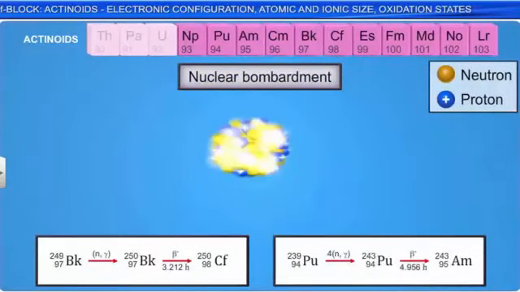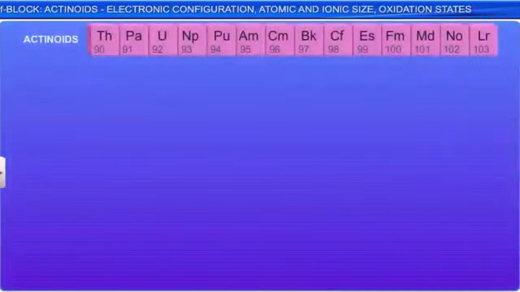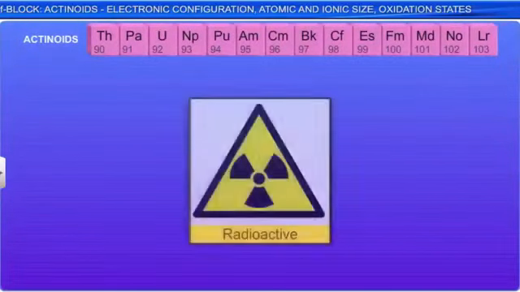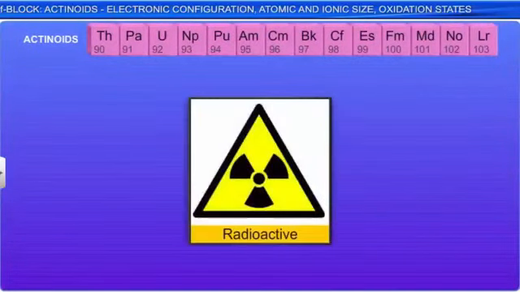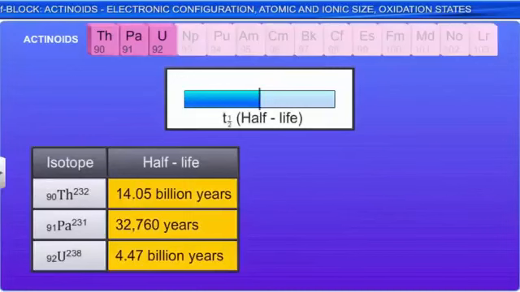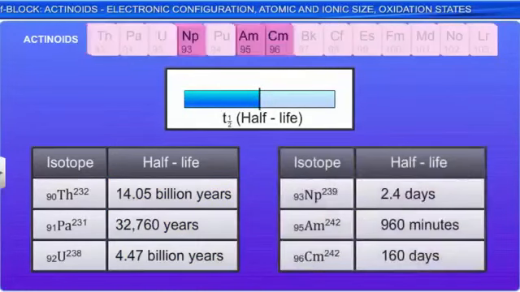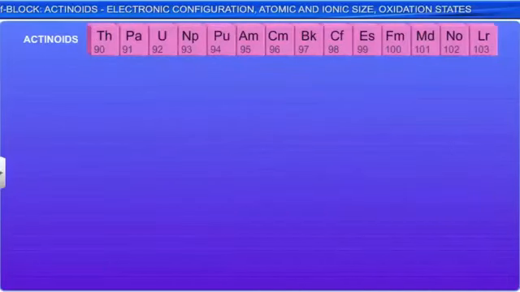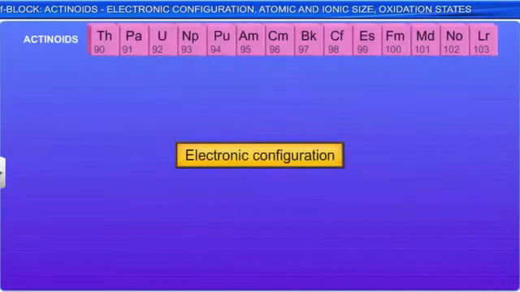All the actinoid elements are radioactive. The first few members have relatively long half-lives. However, the remaining members have half-lives ranging from a few days to a few minutes. Let's first look at the electronic configuration of these elements. The electronic configuration of actinoids is given in the table here.